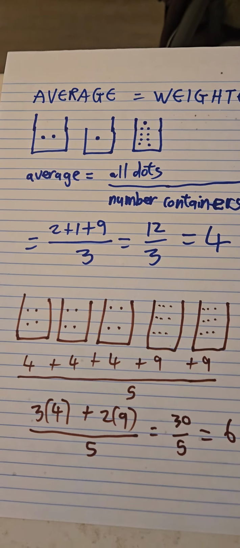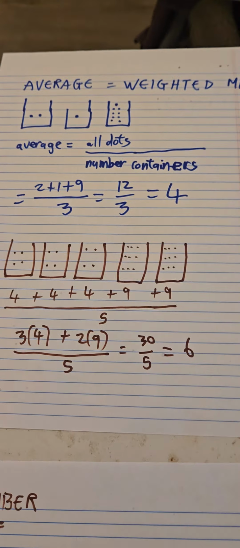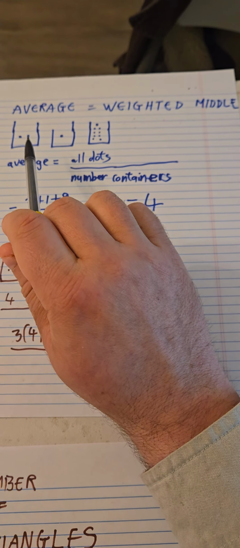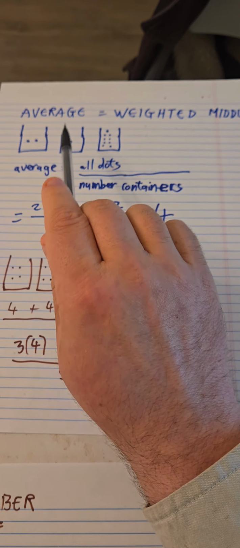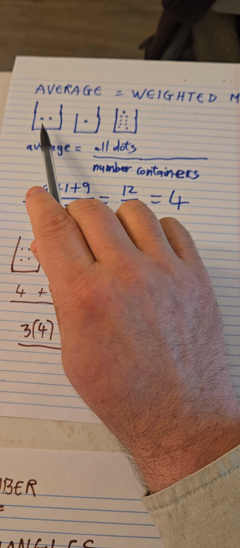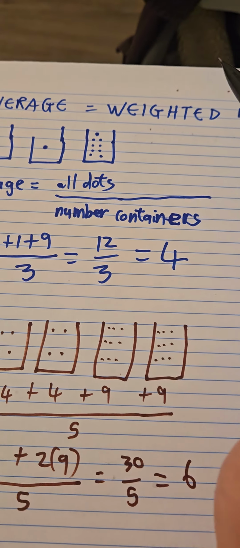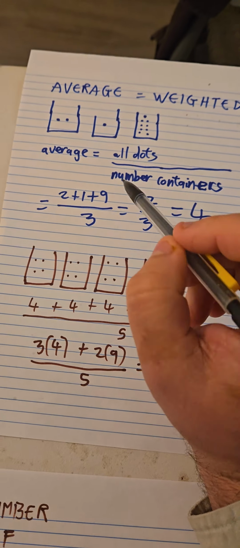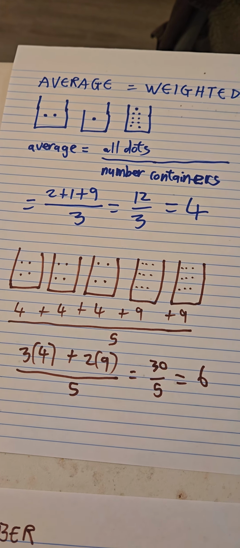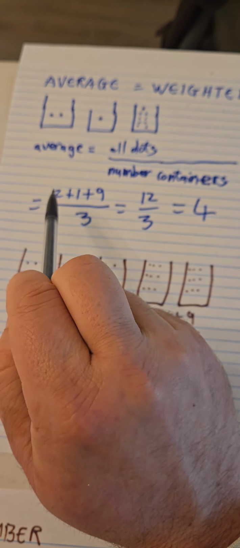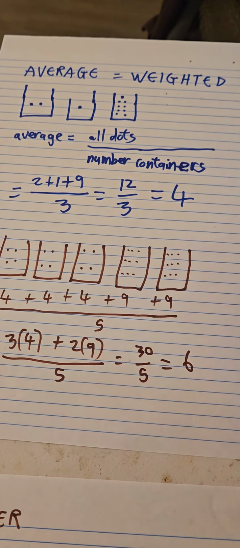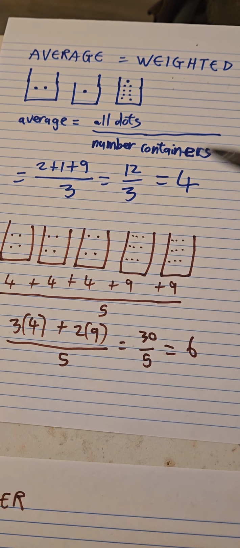Okay, this question is about average. And just a reminder, average is the weighted middle. Let's say I have three boxes. This one has 2 balls, 1 ball, and 9 balls. The average is all the balls, or in this case dots, divided by the number of containers. So the average is 2 plus 1 plus 9 divided by 3, which is 12 over 3, which equals 4.